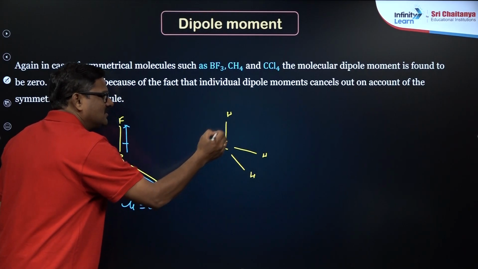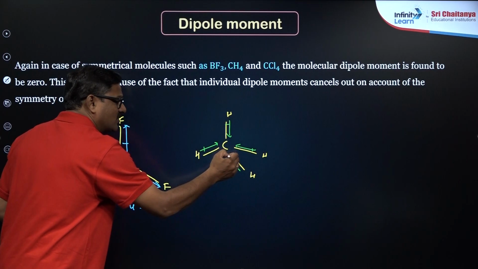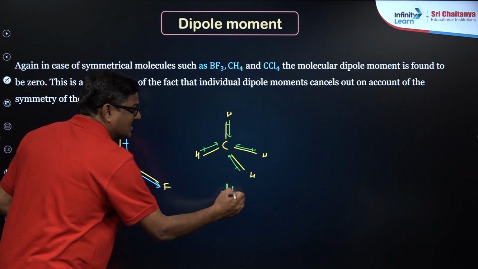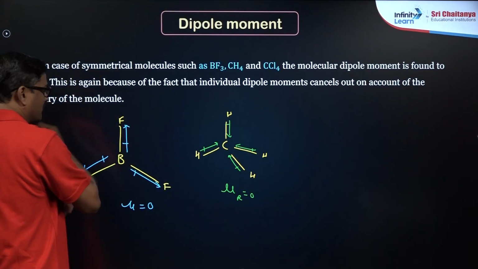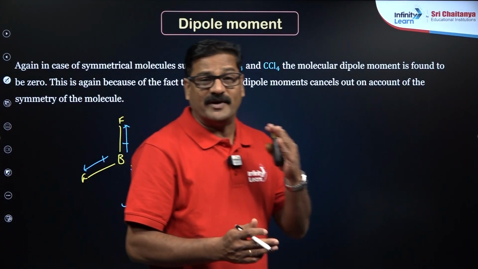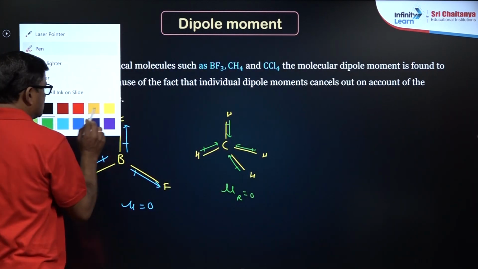Carbon to hydrogen, carbon to hydrogen, carbon to hydrogen. Carbon is more electronegative than hydrogen, so the resultant dipole moment is going to be 0. Similarly, CCl4 also gives the same geometrical structure as CH4. So let's talk about the CCl4.